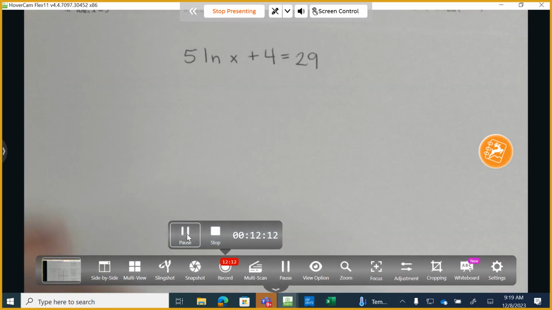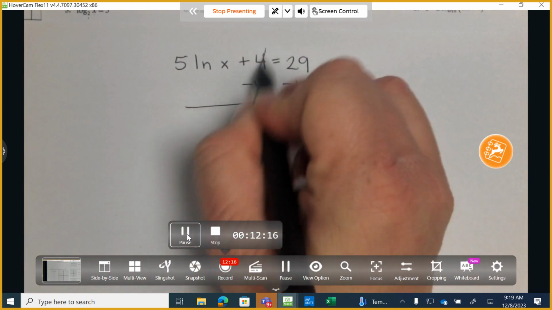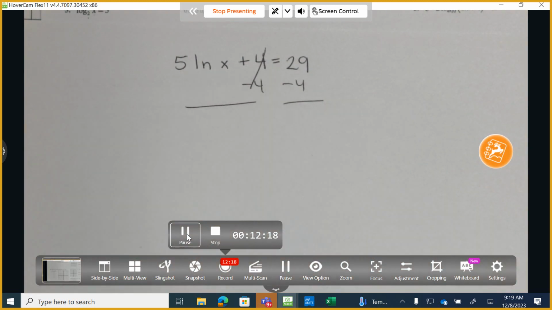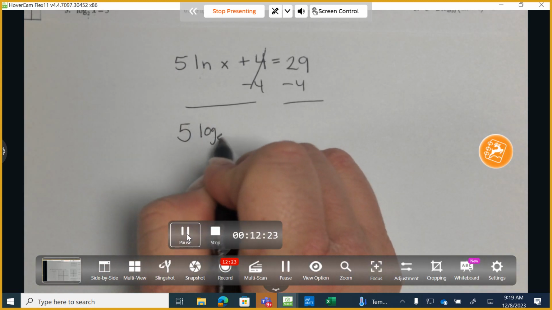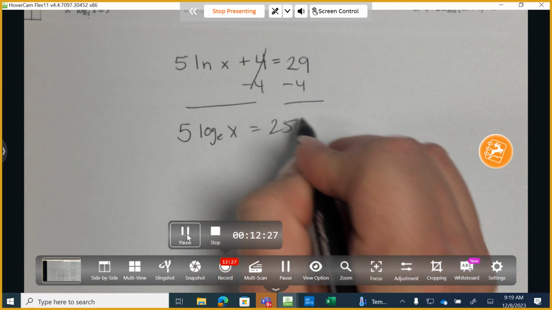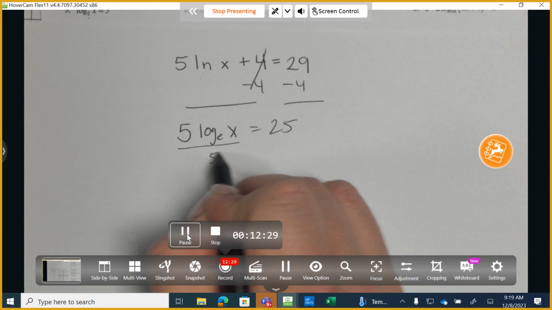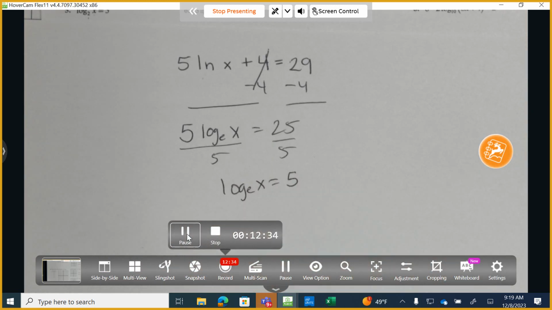I'll practice another problem like number 6. Again, I'm doing PEMDAS backwards. So I first start on the side that contains the x, and I'm going to rewrite ln right now as log base e. I've moved the 4 over. I know 29 minus 4 is 25. I'm dividing by 5. I get log base e of x equals 5.